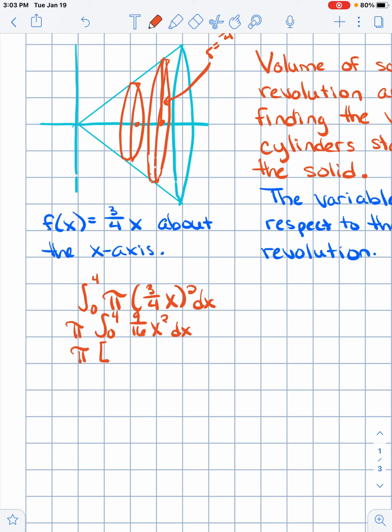So now I'll find the antiderivative of 9/16 x squared. So add 1 to the exponent, that's x cubed. Divide by 3, so that's 9/48. And I'm going to evaluate that from 0 to 4. All right, so if I plug in 4 for x, I get 64. If I plug in 0 for x, I get 0. If I know the math already, 9/48 times 64 is 12. So using the disk method, the volume of that solid is 12 pi cubic units. Great. That was a good review, I hope.